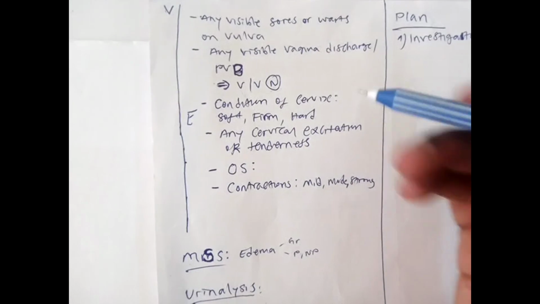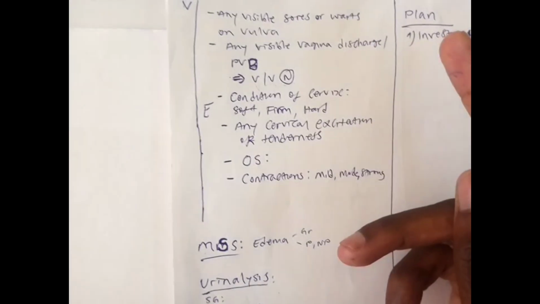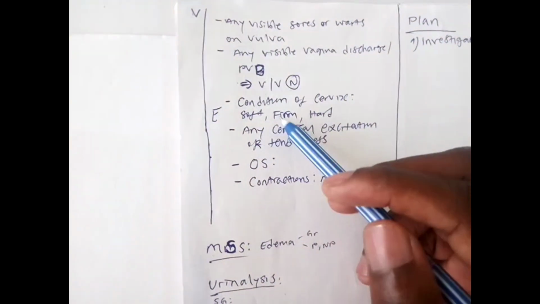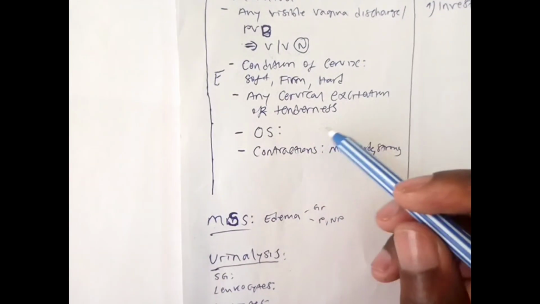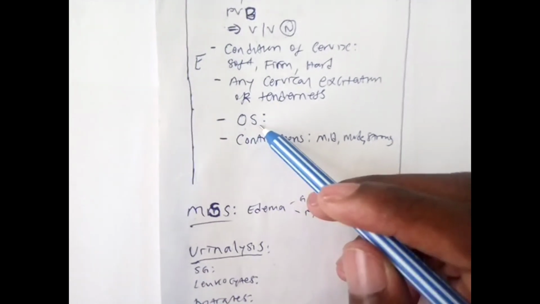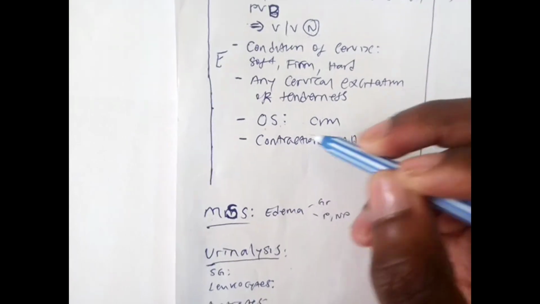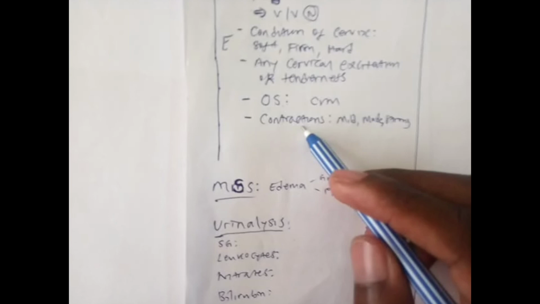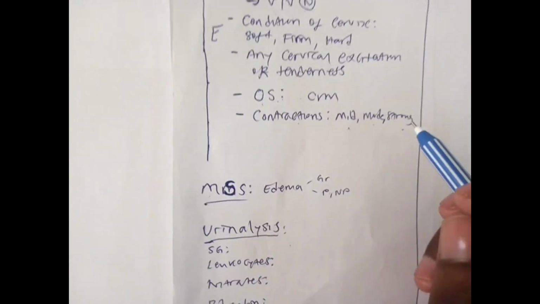And if it's obstetric, you also have to know the condition of the cervix. Is it moist? Is it soft, firm, hard? Are there any cervical excitation or tenderness? You have to note. If it's an obstetric condition and the woman is in labor, you have to note the os dilatation, so you have to know at what centimeters. Contractions: are they mild, moderate, or strong? You have to indicate and how many.